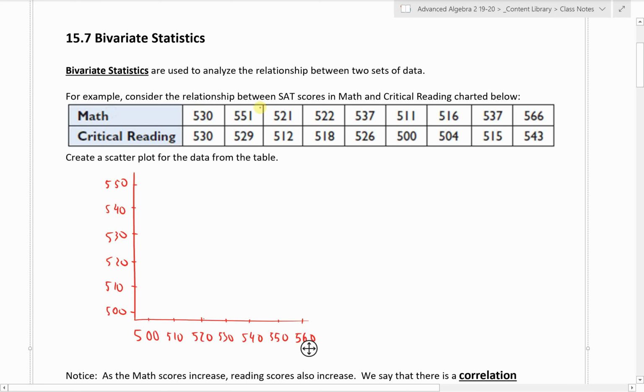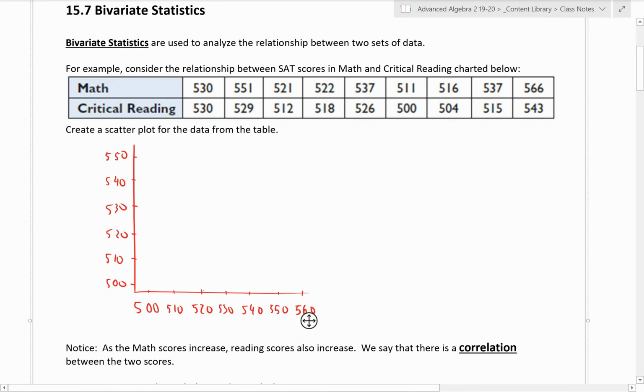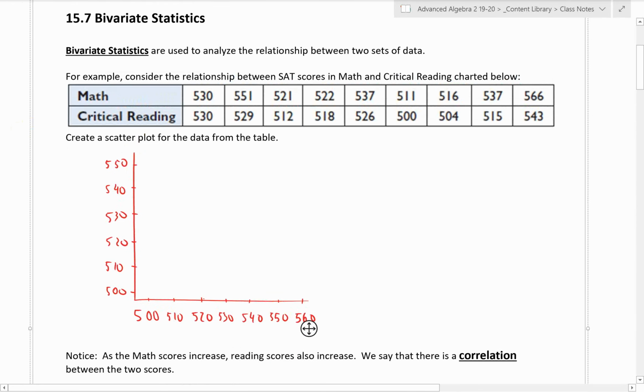For example, let's think about the relationship between math and critical reading scores on the SAT. So we have a table here where each column is a student, that's their math score and their critical reading score for 8 or 9 different students. So the first thing we need to make sure we're comfortable with is drawing a scatter plot. This is the simplest way to observe a relationship between two variables, is to plot the two variables on the same axes.